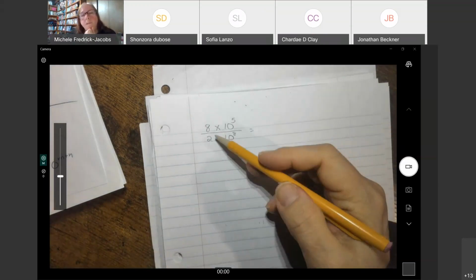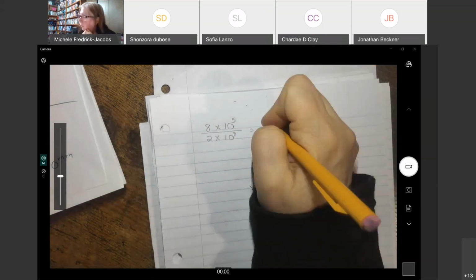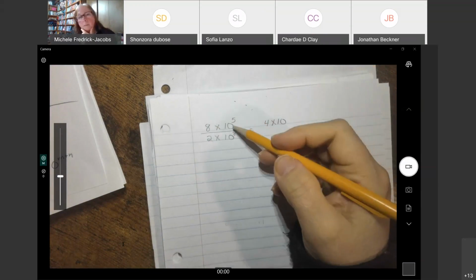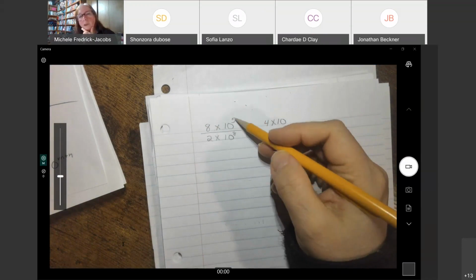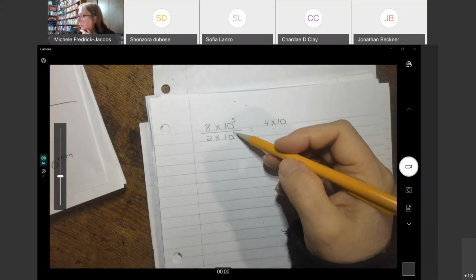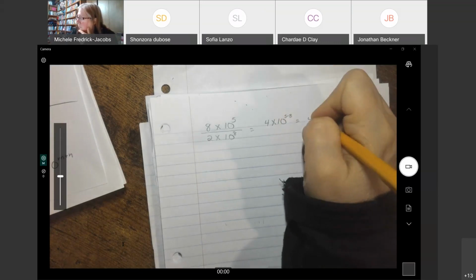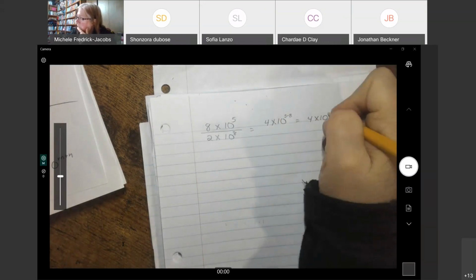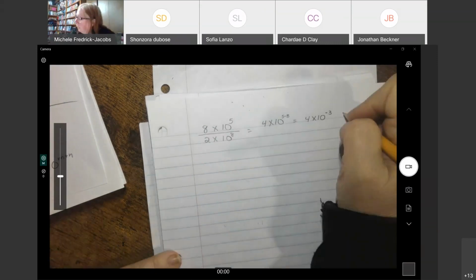So we're dividing. We divide the numbers in front. 8 divided by 2 is 4 times 10. And then when you're subtracting with exponents, the bases are the same. They're both 10. You just subtract the exponents. 5 minus 8. We have 4 times 10 to the negative 3. And this would be our scientific notation.